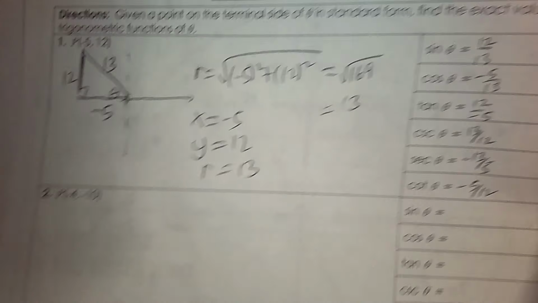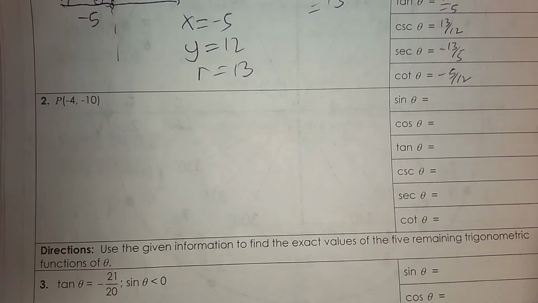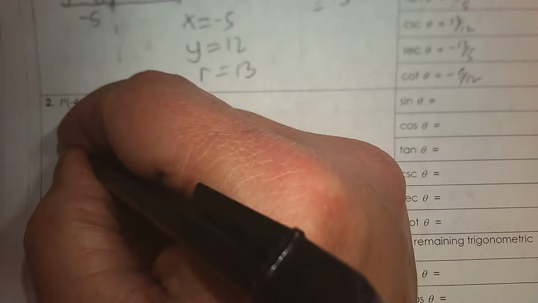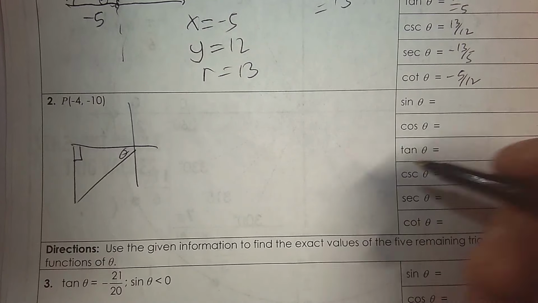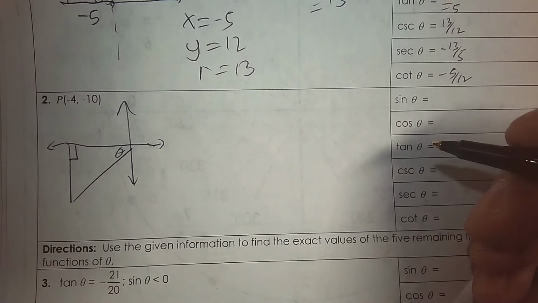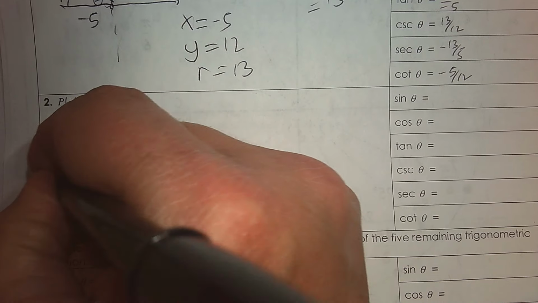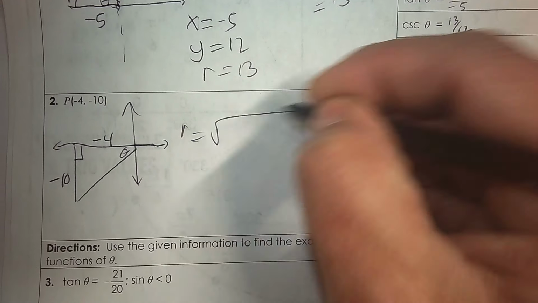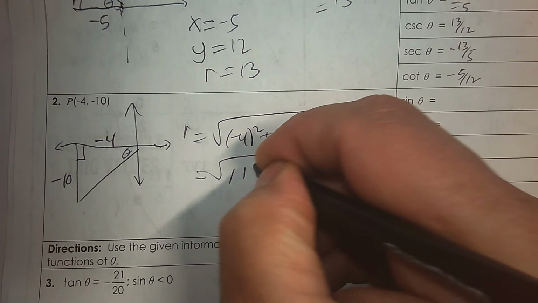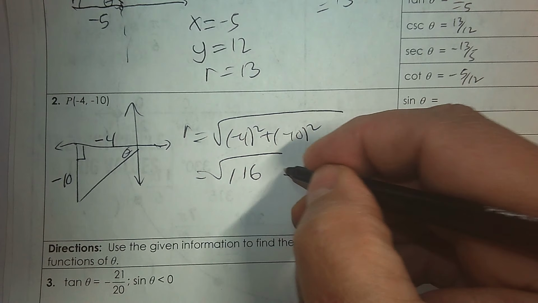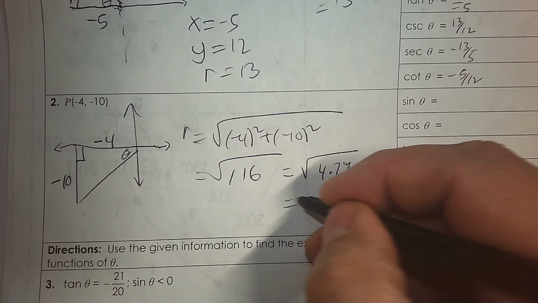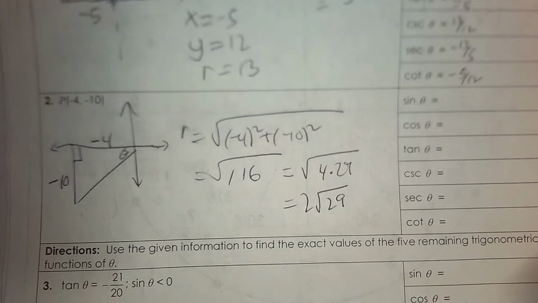Again, you're given a point. So understand what quadrant we're in. Negative, negative means we're in quadrant number 3. So draw a right triangle in quadrant number 3. And then label it. So the x is negative 4, the y is negative 10. Find the radius. So it's negative 4 squared plus negative 10 squared. So that's the square root of 116. 116 is 4 times 29. So the square root of 4 is 2, so it's 2 root 29. That's going to help us.